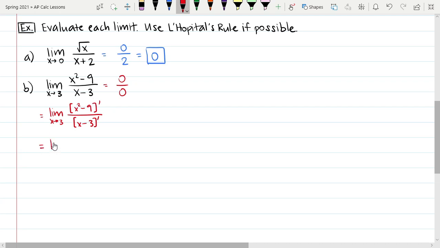So this now becomes the limit as x approaches 3 of, the derivative of x squared minus 9 is just going to be 2x, and the derivative of x minus 3 is just going to be 1. Now, if I use direct substitution, I get the limit as x approaches 3 of 2x over 1. That's just going to be 2 times 3, which is 6, which we already knew it was supposed to be. So that's L'Hopital's rule so far.